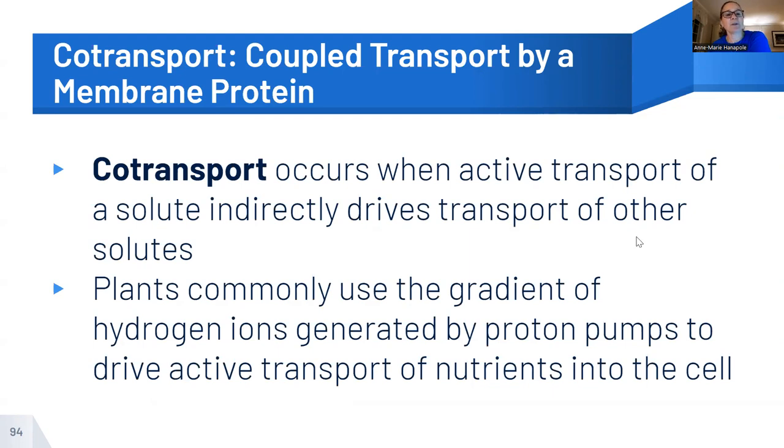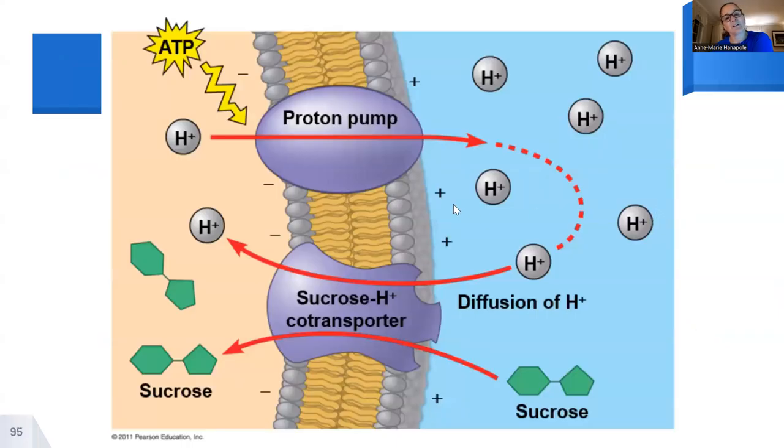And co-transport sometimes will occur. What co-transport is, is when you've got active transport of a solute that is going to drive the transport of other solutes either into or out of the cell. And plants commonly use the gradient of the hydrogen ions generated by proton pumps to drive active transport of nutrients into the cell. So here's an example.